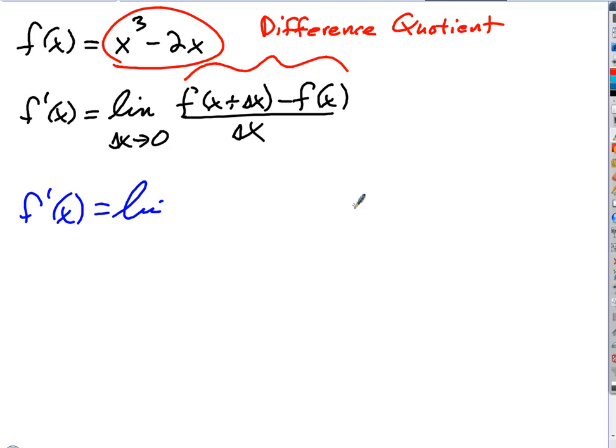Okay, now we'll almost. Yeah, well, see, now, every place I have an X, I'm gonna have to input the quantity X plus delta X, right? For f of X plus delta X, okay? Good, okay, now that's gotta be in parentheses.